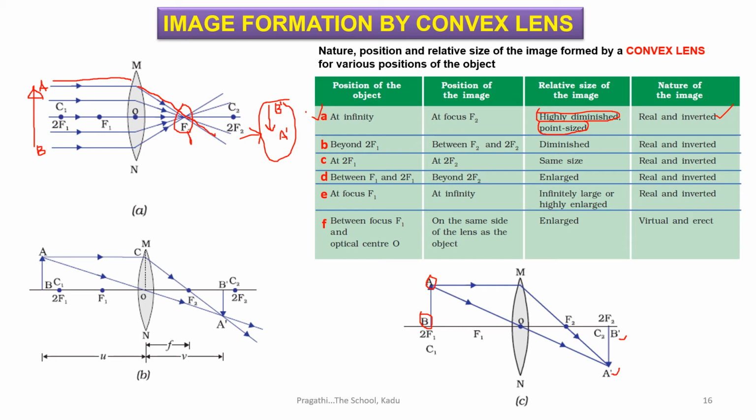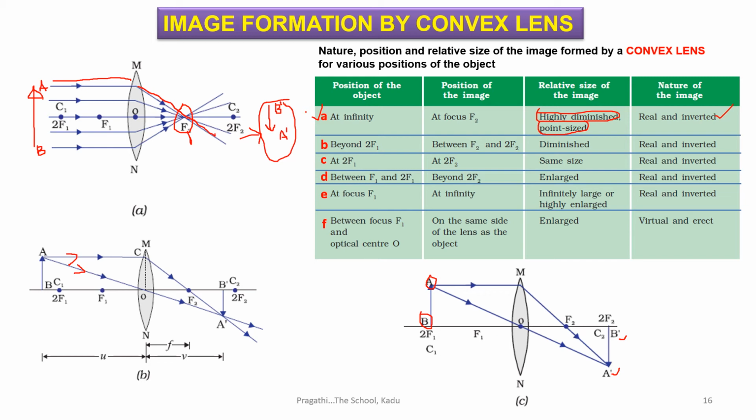Next, the second condition is beyond 2F. See, C is here, that is the center of curvature. Beyond C, you can keep the object AB. And here the important thing you should learn is that two rays come out of the object, ray number 1 and ray number 2. Except for infinity, for all other conditions you should remember this rule: two rays will come out from the head, for easy drawing and understanding of the diagram.